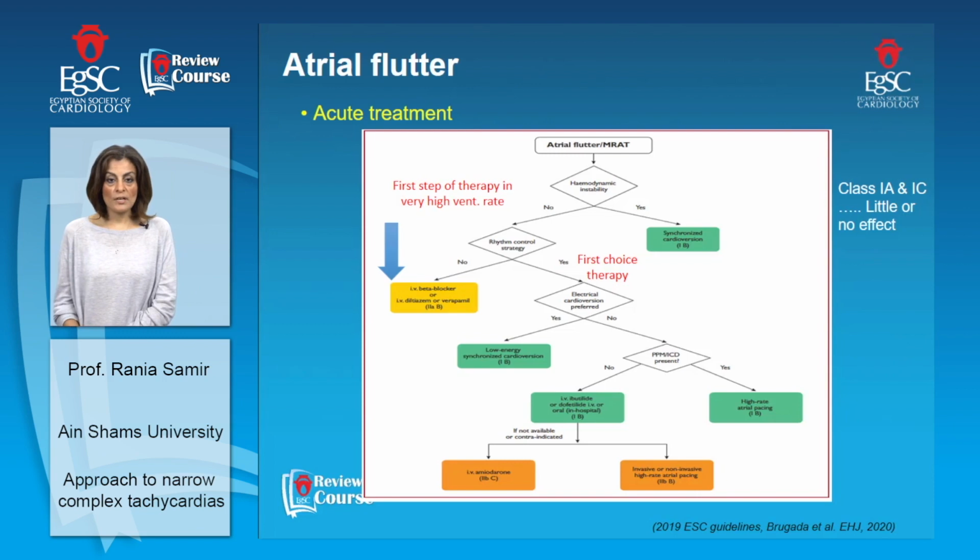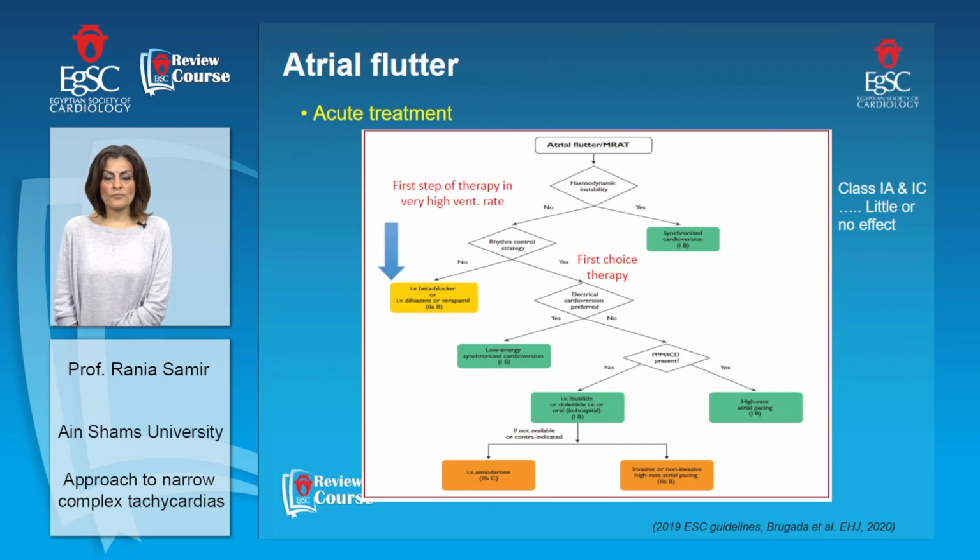But if the patient is hemodynamically stable and has a very high ventricular rate, we have to resort to rate control first using beta blockers or calcium channel blockers, and then we attain the rhythm control strategy, either using electrical cardioversion, which is the most effective form of therapy for reaching rhythm control, or pharmacological cardioversion in atrial flutter patients.